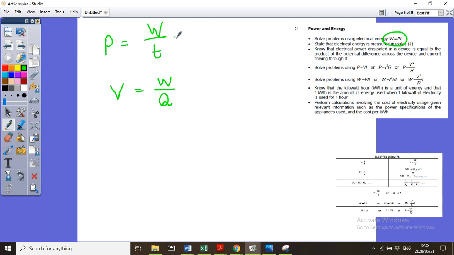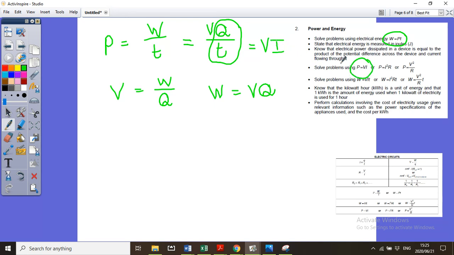So if I want to simplify or change that equation, I could say that W is equal to the voltage times the charge, which here would give me VQ over T. And Q over T, rate of flow of charge, is current. So that gives me V times I. And that is where this first equation comes from on your information sheet.